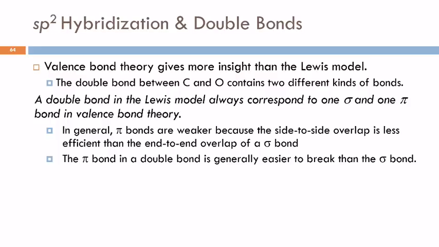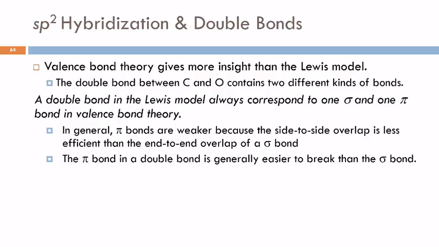So we get more insight from valence bond theory than we do from the Lewis model. The double bond between the carbon and oxygen there is 2 different kinds of bonds. Lewis theory doesn't tell us that, but valence bond theory shows us that. A double bond in the Lewis model, if you draw the Lewis structure and you have a double bond, that's always going to end up being 1 sigma and 1 pi bond in valence bond theory. And a triple bond would be 1 sigma and 2 pi bonds, and we'll see how that works.